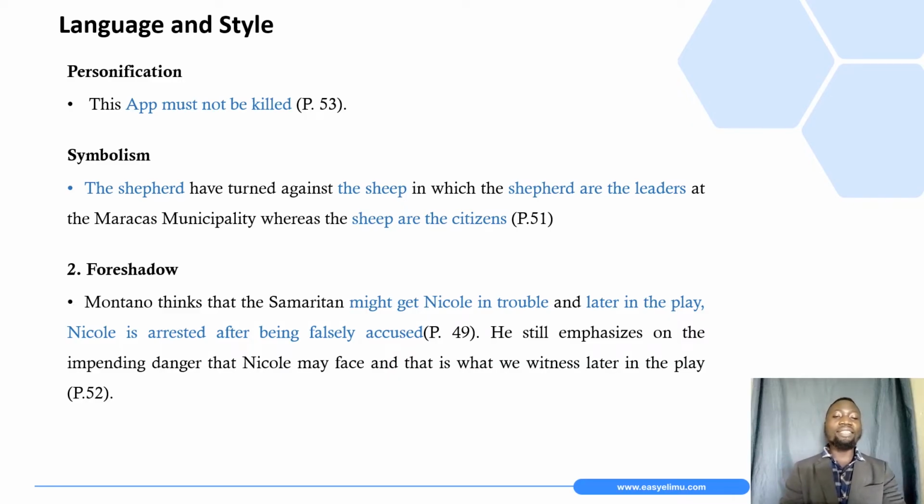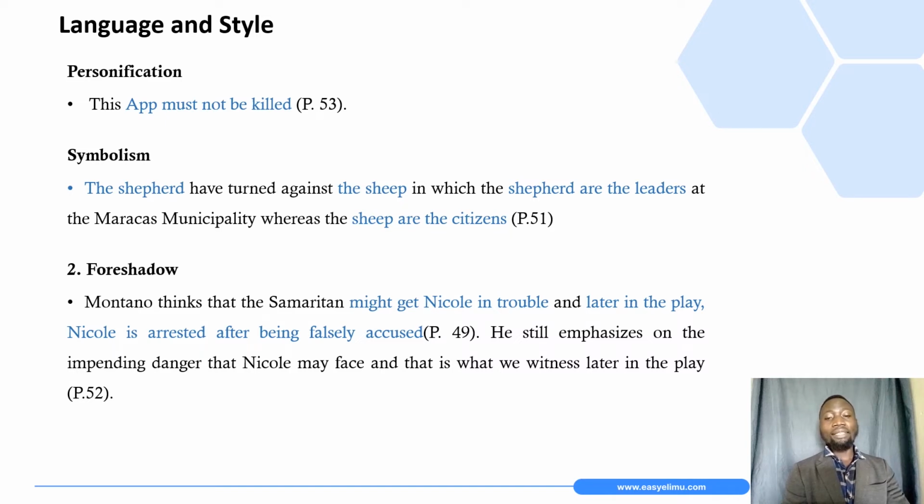So Montano thinks that the Samaritan might get Nicole in trouble, and later in the play, it brings trouble for her. So when you talk about foreshadowing as a style, dear students, it is the ability to predict, or to talk about certain things that might occur in the foreseeable future. So in their dialogue, Montano thinks that this app will get our teacher into trouble when they are expressing the fears that they had.